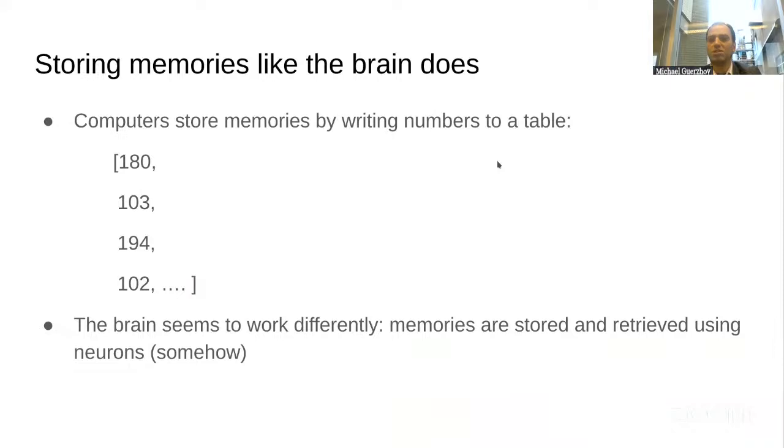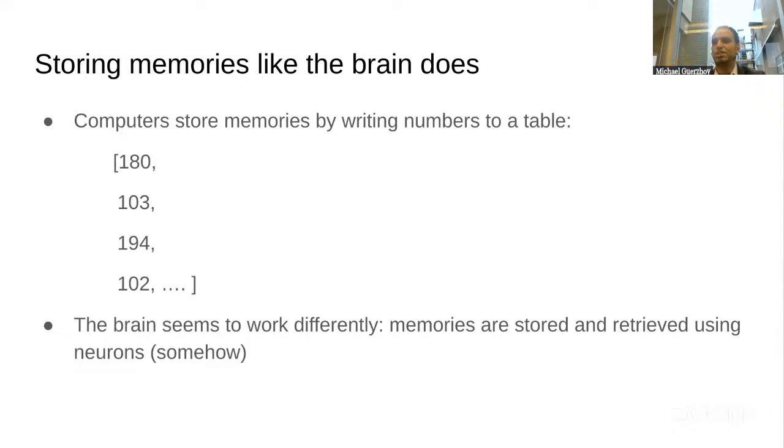So what do we want to do? We want to try to store memories in a metaphorical kind of way, a little bit, the way the brain does. Computers store memories by basically writing numbers to a table. The memory of a computer is a table. You can think of it as a list of integers. So anything that you remember is encoded as integers in a computer, and it's just stored like that.